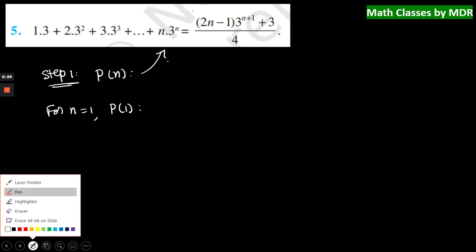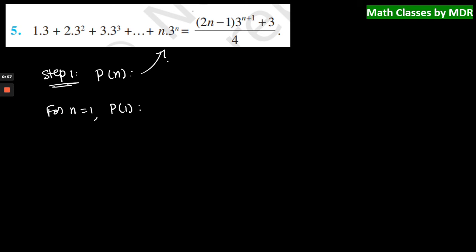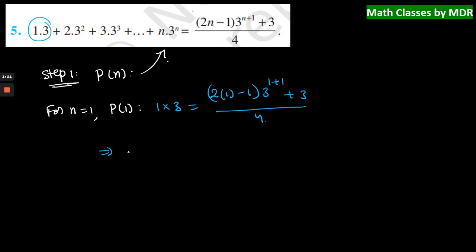So n equals 1 is nothing but the first statement we have to take. First term, we have to take the sum of the first one term. n means sum of the first n terms, 1 means sum of the first one term. So the first term is 1 into 3, and just replace n by 1 on the right hand side: 2 into 1 minus 1 into 3 to the power 1 plus 1, plus 3, by 4. Which implies 3 is equal to, 2 minus 1 is 1, 3 into 1 plus 1, that is 9, plus 3 by 4. So 3 is equal to 3. So P of 1 is true.